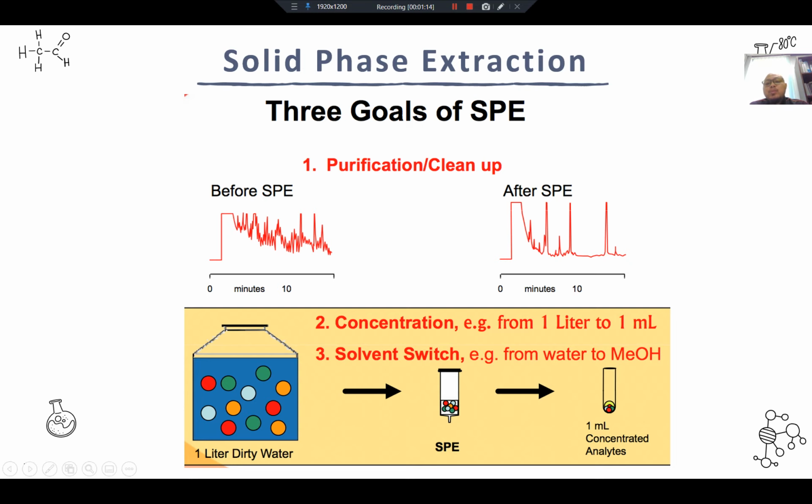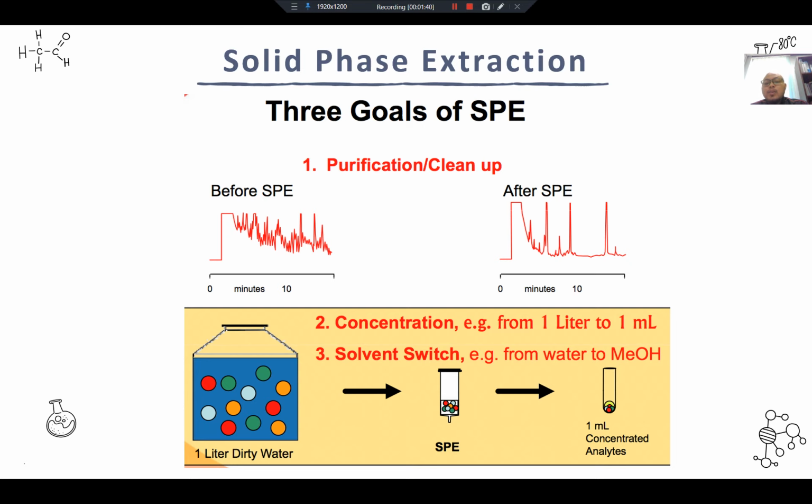So you put the 1 liter continuously over the SPE, and then it will get concentrated. Then by elution, for example, you use solvent to elute your analyte, and you can concentrate the analyte from 1 liter and elute it in just 1 ml. So this is also one of the purposes of SPE.